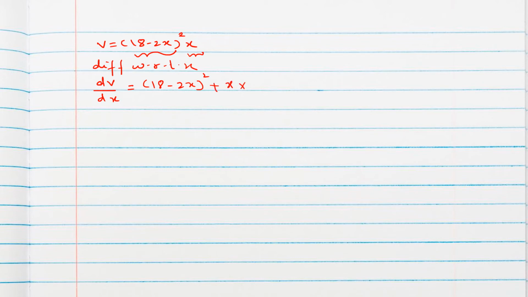V we got as (18 minus 2x) square into x. So differentiate with respect to x. So dV by dx will be, see, product rule we can apply here. First function same, derivative of the second function, that is x, will be 1, plus x same, derivative of the first means 2 times (18 minus 2x), then derivative of this bracket will give minus 2. So dV by dx will be (18 minus 2x) whole square minus 4x(18 minus 2x).